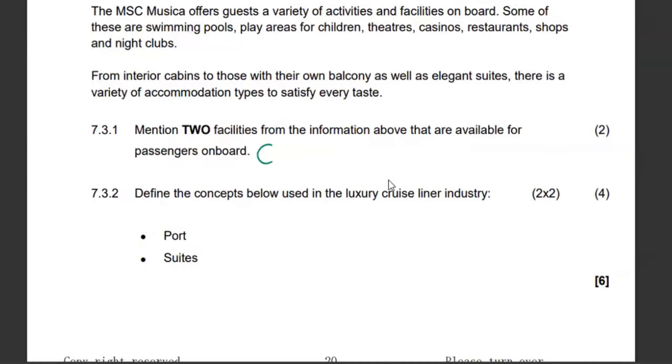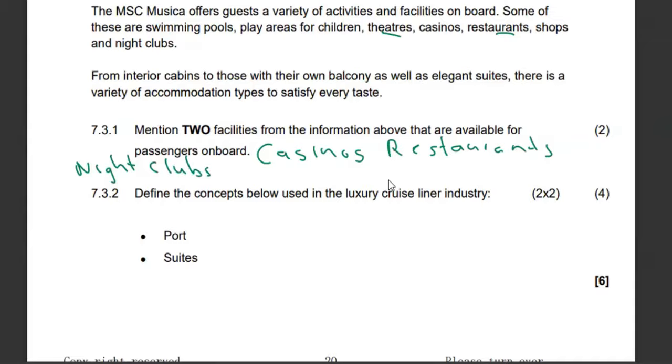So there are casinos, this has been mentioned. Then we also have restaurants, nightclubs, theaters, swimming pools.